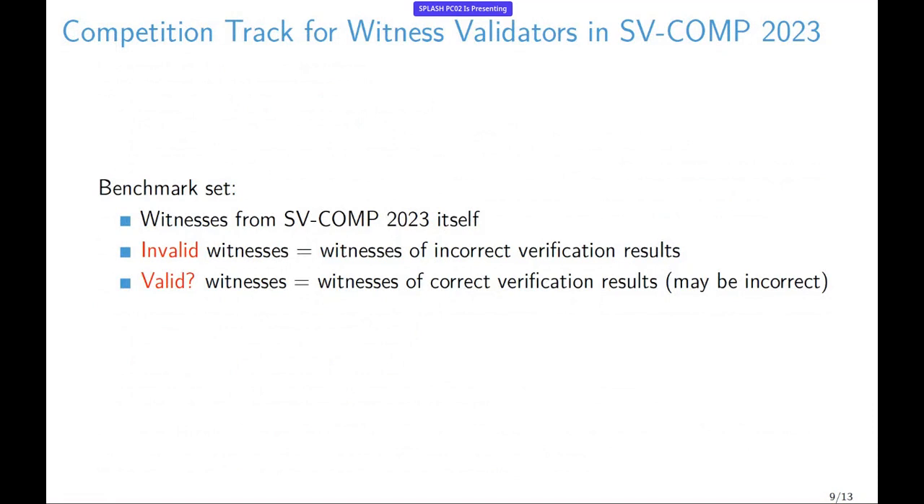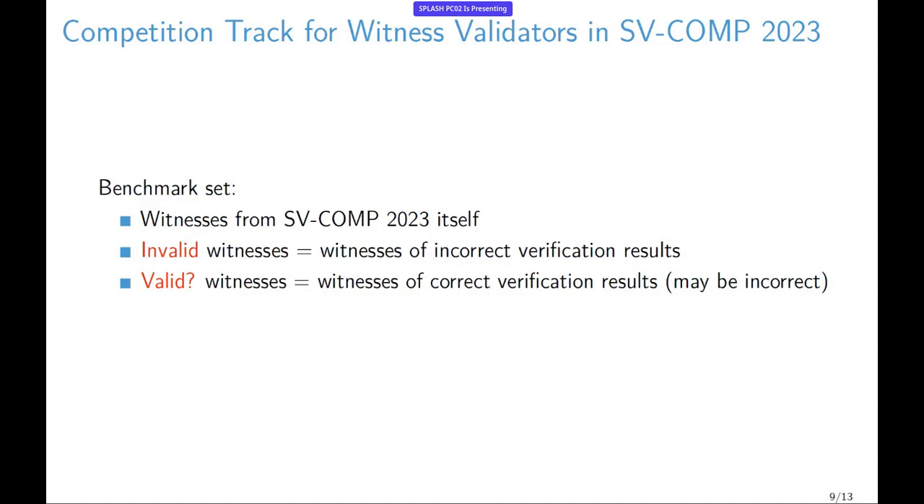We suggested to the competition to create a track on witness validation, and this starts actually with the currently ongoing edition of the competition. And as a benchmark set, as the witnesses that we take for witness validation, we take those that are computed during the competition itself. And we know what invalid witnesses are, right? We take all those witnesses for incorrect verification results. So for example, if a verifier reports it has found a bug, but we know that the program is correct, then we can take this witness as a truly wrong witness, right?